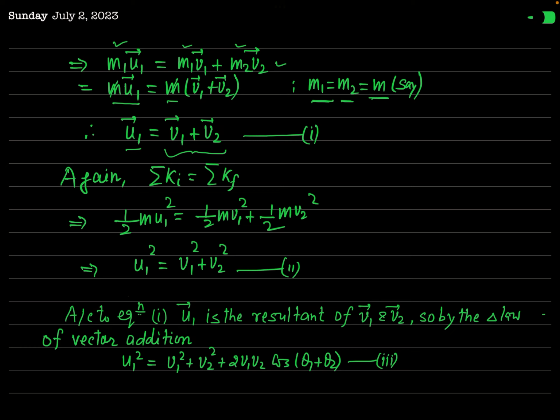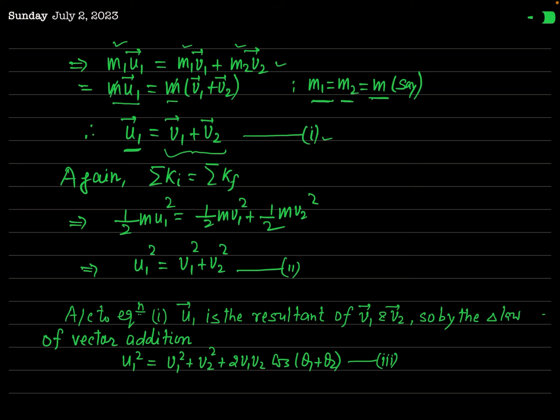On the basis of equation 1, you can see that this u1 vector is obtained after adding vectorially v1 and v2. So u1 vector is the resultant of vectors v1 and v2. This equation we have obtained by applying the principle of conservation of linear momentum.